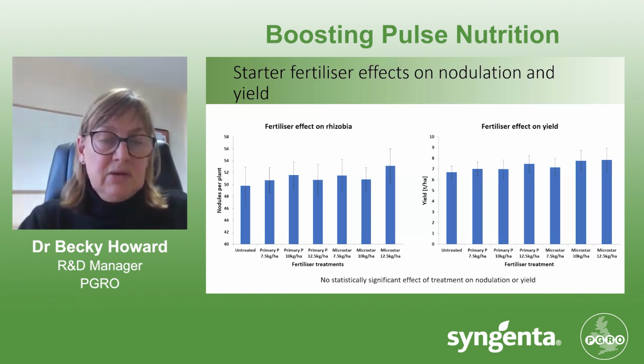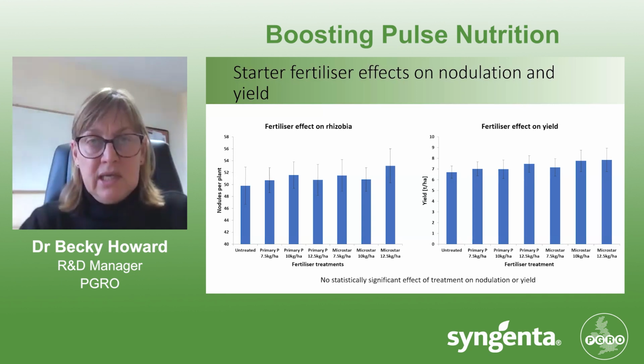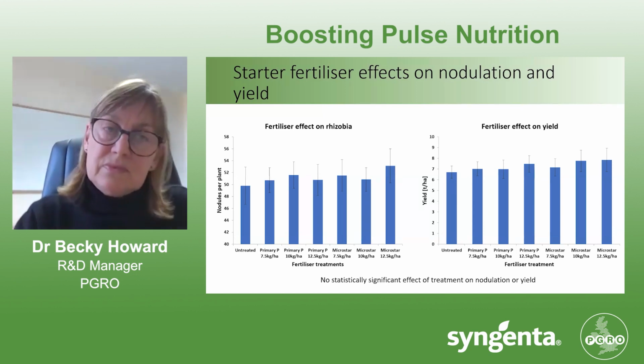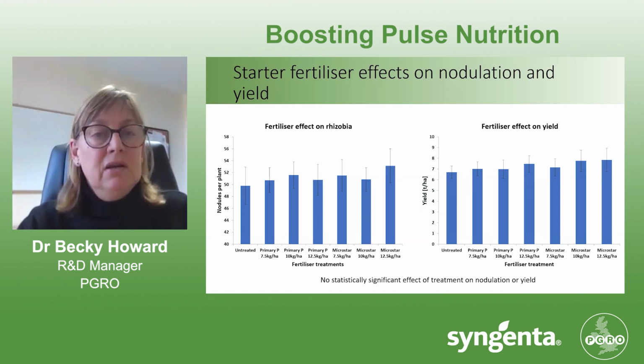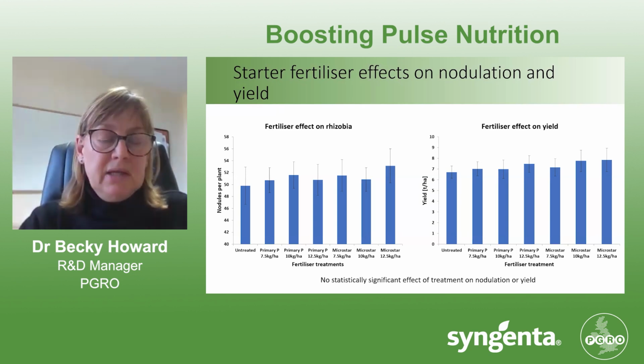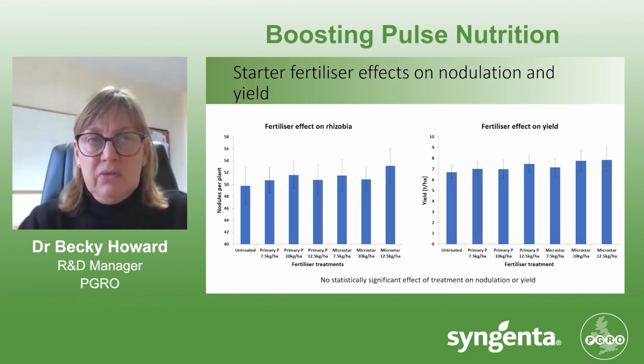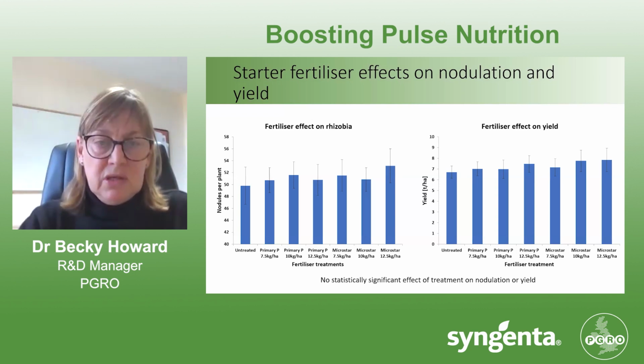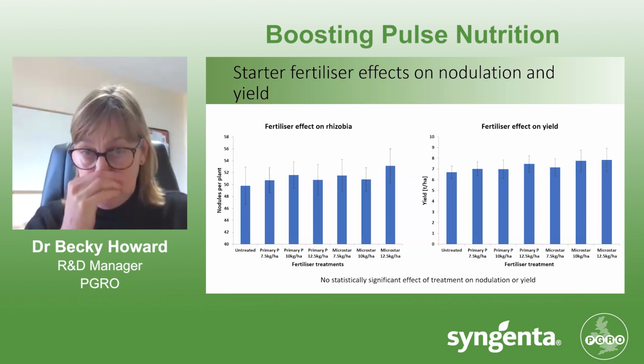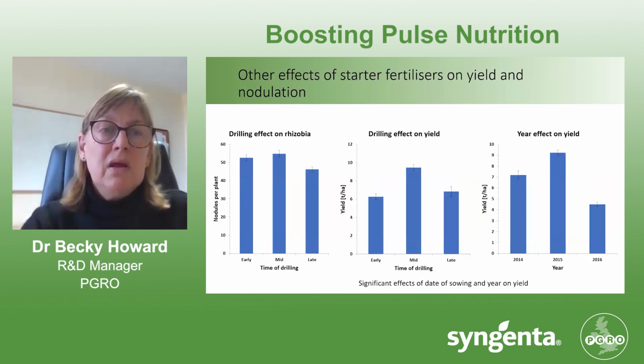What's interesting, I suppose, is, although again I say it's not statistically significant, when you look at the higher dose of the Primary P, and that's the one that contains N, that small dose, you can see nodulation is slightly lower than when we put in a 10 kilograms per hectare rate of Primary P. And we do know that low levels of nitrogen in soils can sometimes suppress nodulation in peas and beans. But actually, when we looked across all the years and at all the sites, we can see that there were other effects that were stronger actually in terms of nodulation and yield.